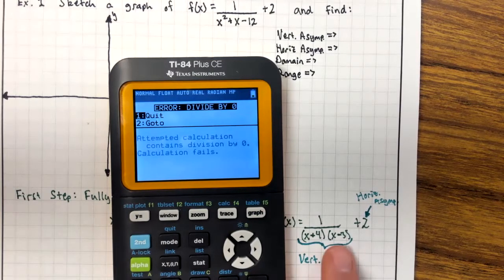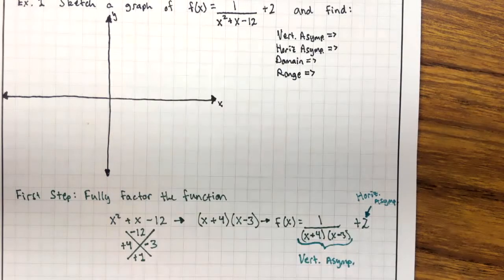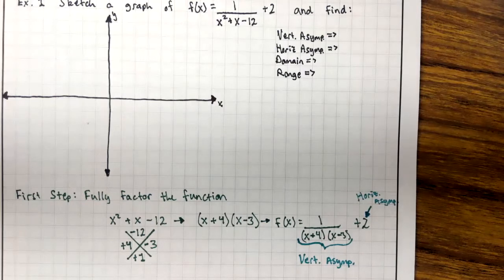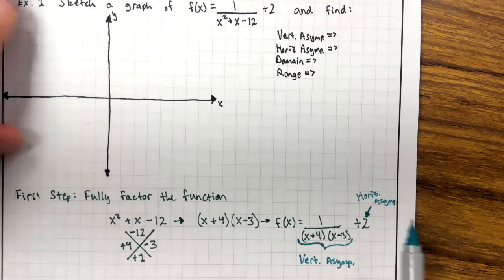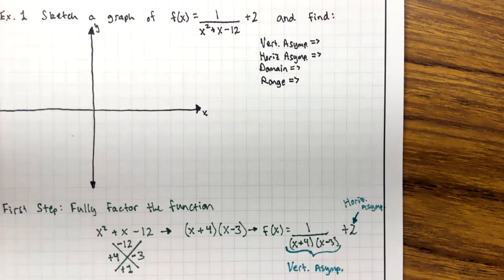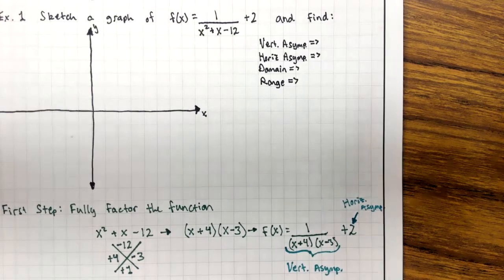The same thing would happen if I tried to plug in positive 3, because 3 minus 3 is 0, 0 times anything is 0, and I can't do 1 divided by 0. And that's really the key here to find those asymptotes. So vertical asymptotes, again, there's 2 of them. There's 2 ways to make us divide by 0 down here.